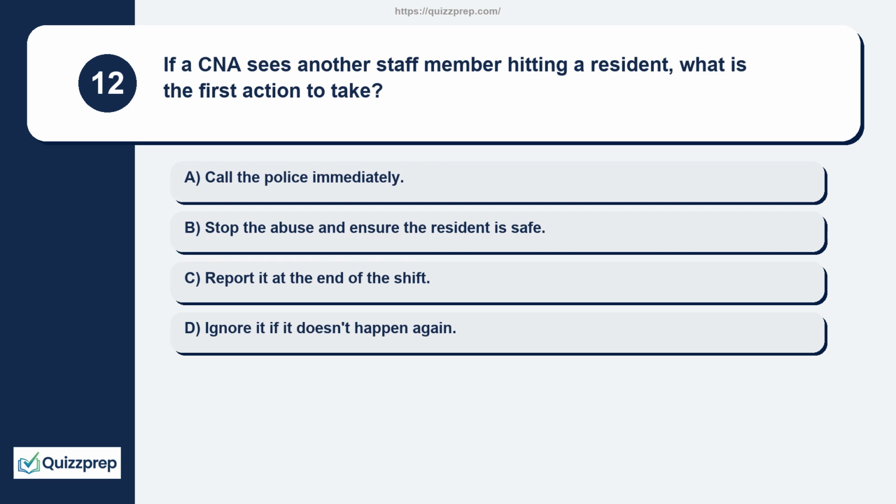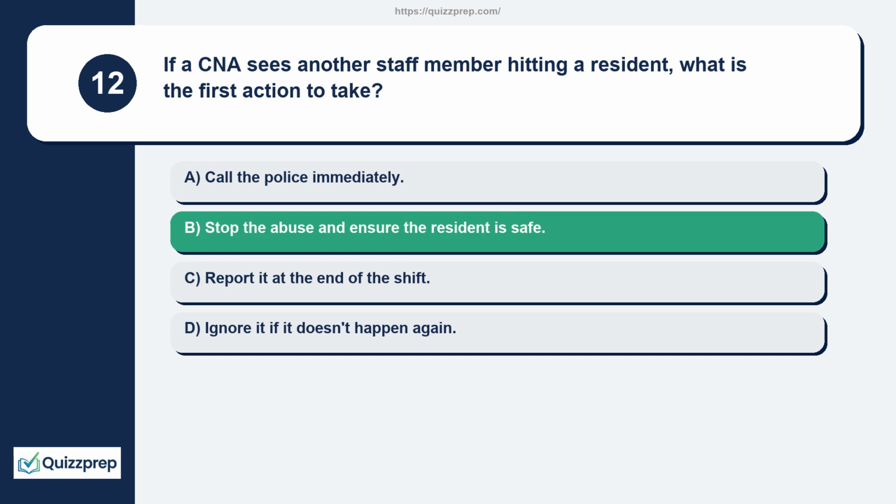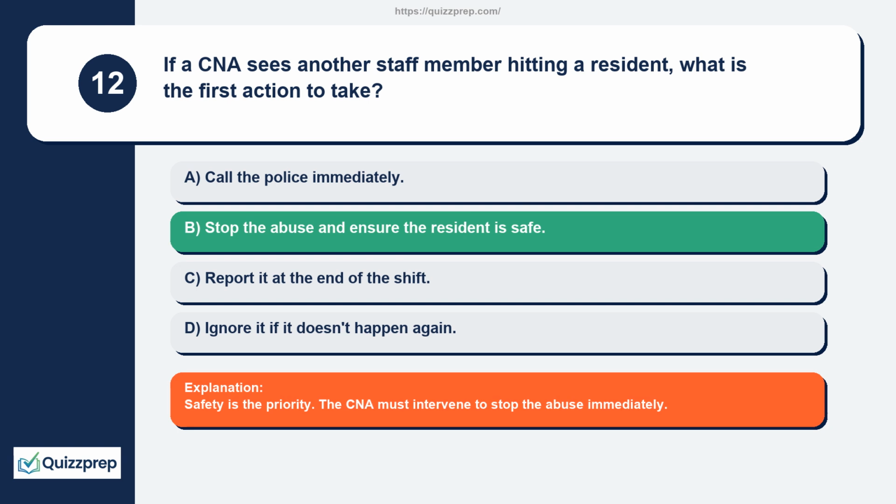Question 12. If a CNA sees another staff member hitting a resident, what is the first action to take? Call the police immediately. Stop the abuse and ensure the resident is safe. Report it at the end of the shift. Ignore it if it doesn't happen again. Safety is the priority. The CNA must intervene to stop the abuse immediately.